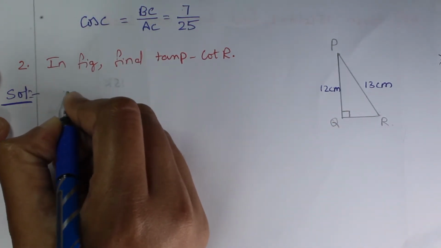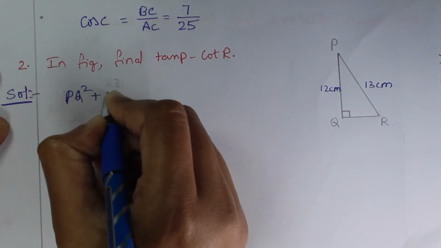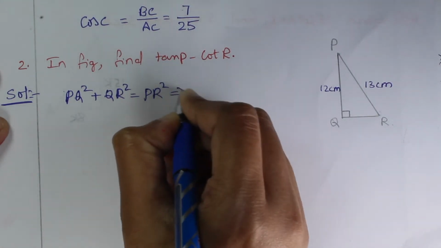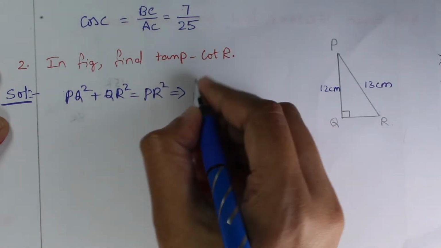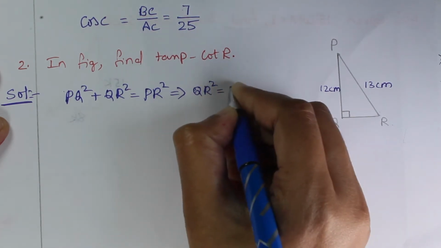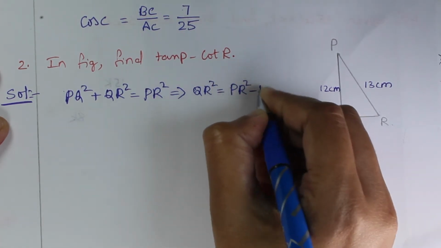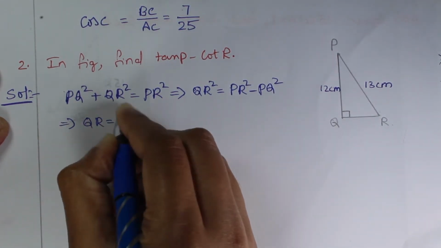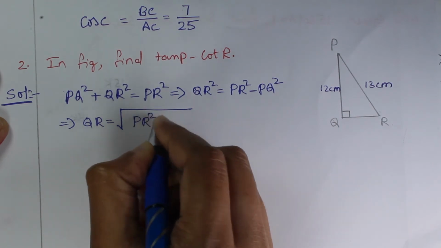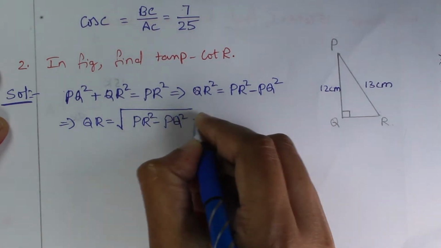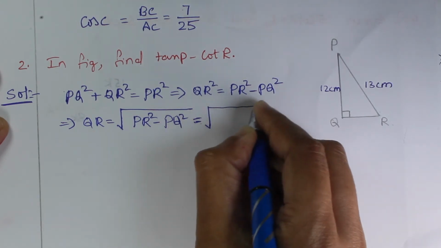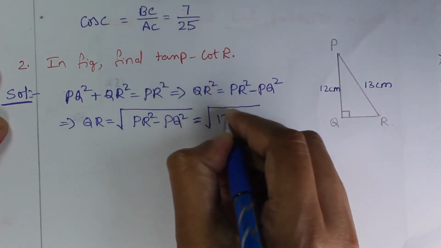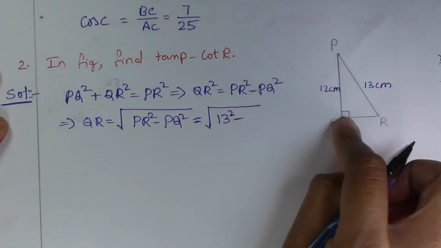We know that PQ square plus QR square is equal to PR square. So that implies QR square is equal to PR square minus PQ square. So that implies QR is equal to square root of PR square minus PQ square. That is equal to square root of, what is PR? 13 square minus PQ is 12 centimeters.